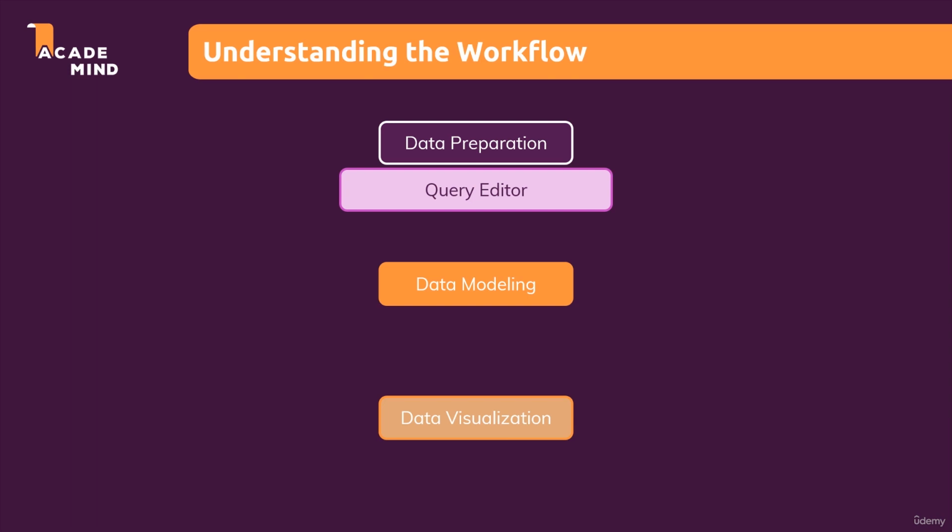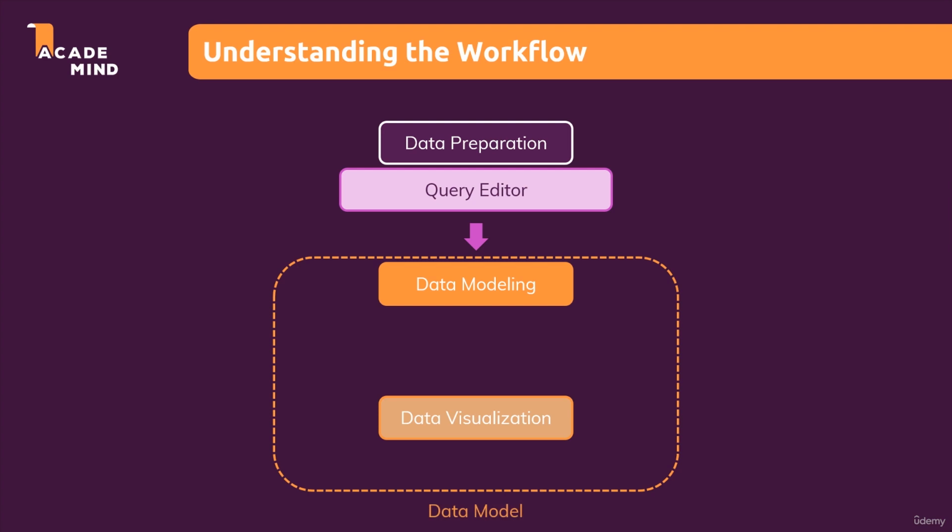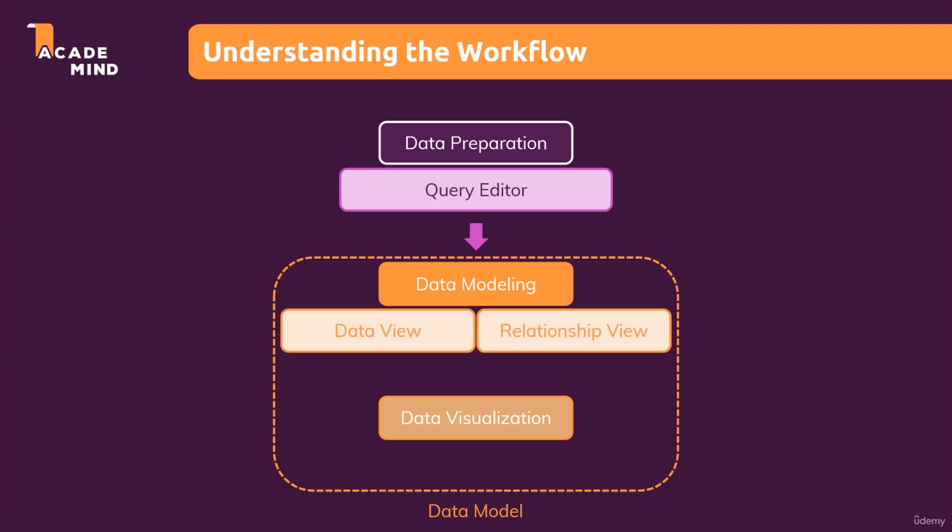This means once we finish this preparation, we use this close and apply method to load the data from the query editor into our so-called data model. And this data model consists of two parts then: the data modeling and the data visualization. Data modeling is performed in the data view and the relationship view. We haven't seen the relationship view so far. This allows us to establish connections between different tables. We'll dive into this in a lot of detail throughout the course.